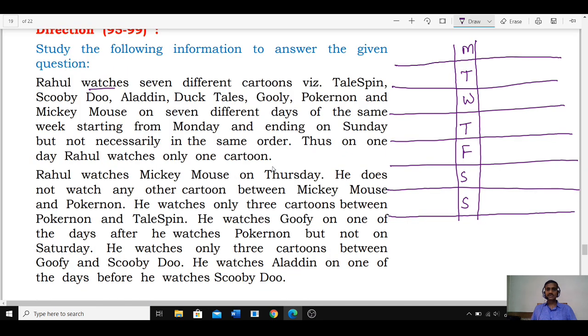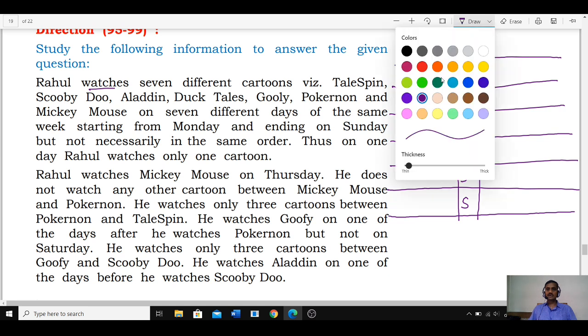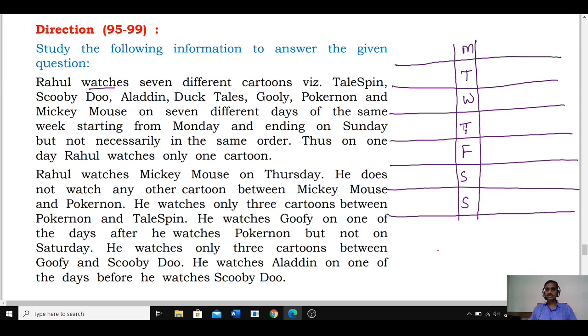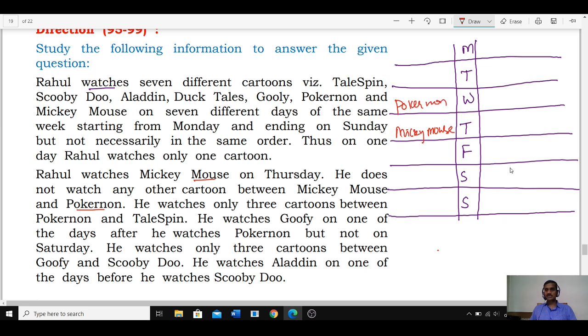Rahul watches Mickey Mouse on Thursday. This is Thursday and this must be Mickey Mouse. And he does not watch any other cartoon between Mickey Mouse and Pokernon. Hence Pokernon can be on Wednesday or can be on Friday.